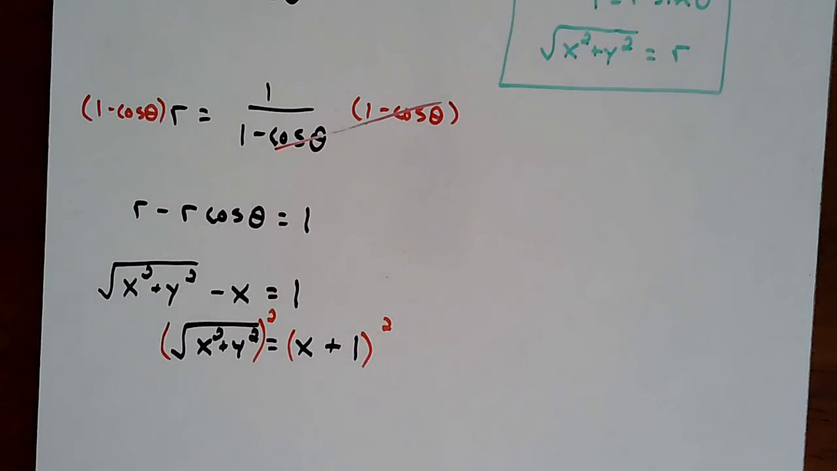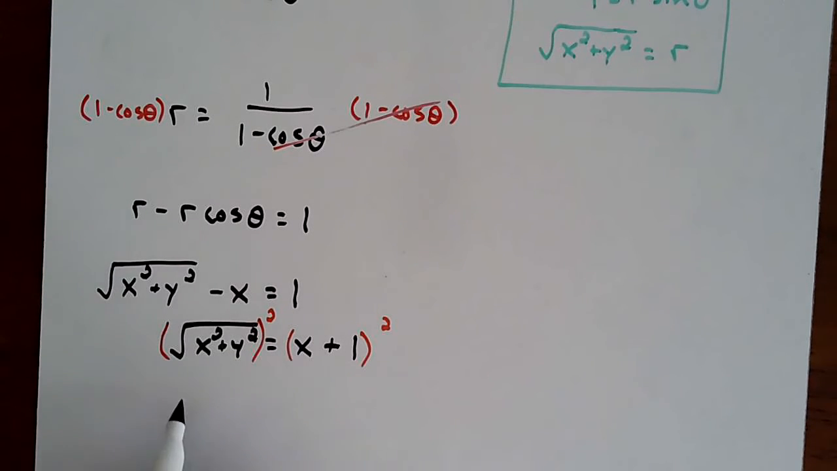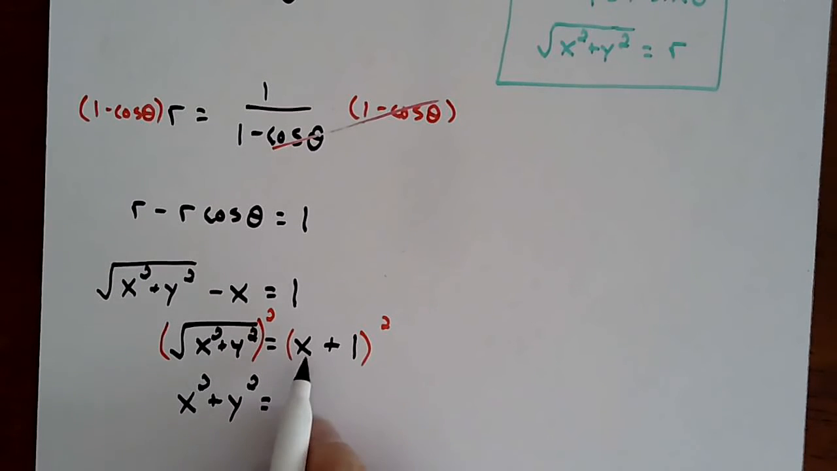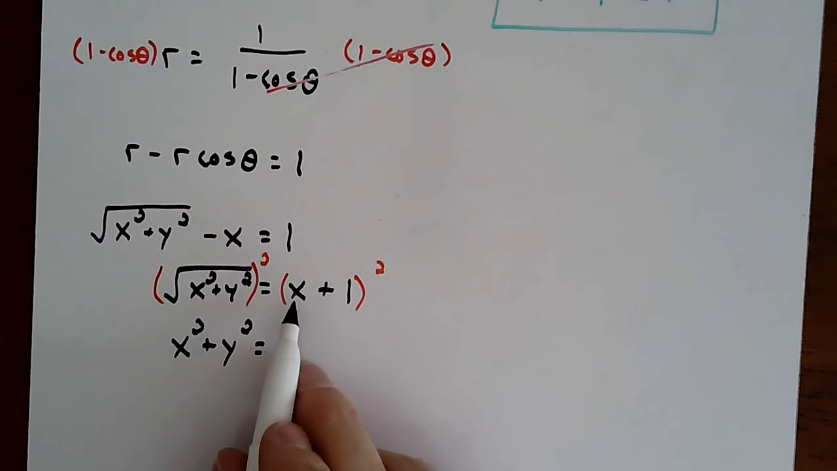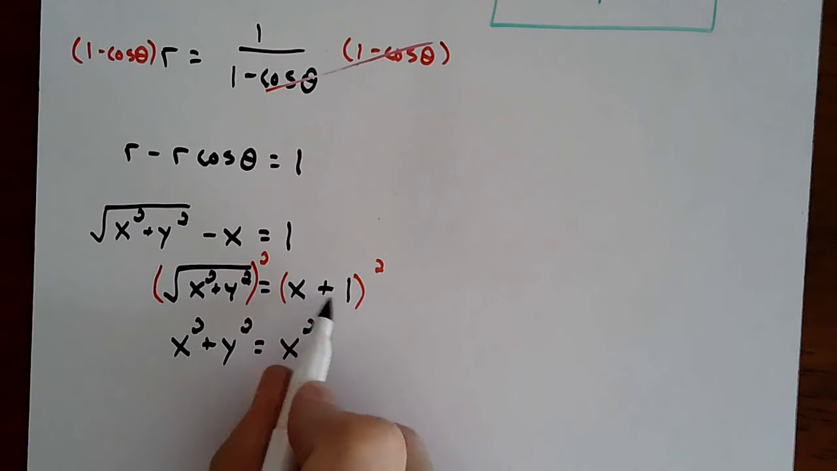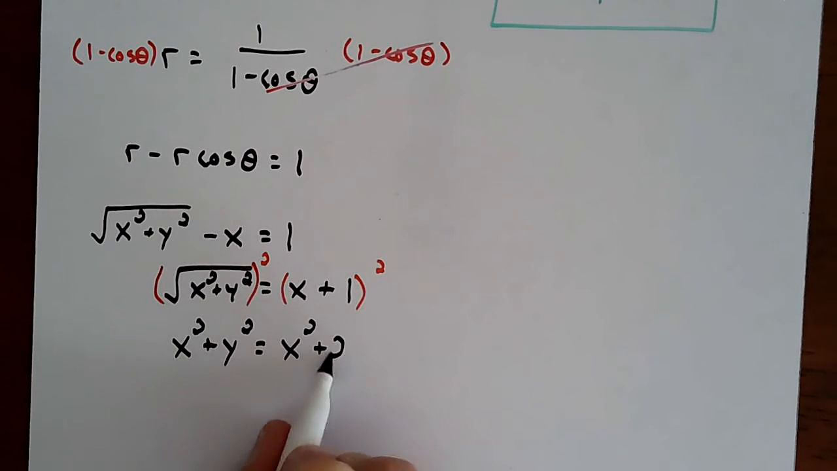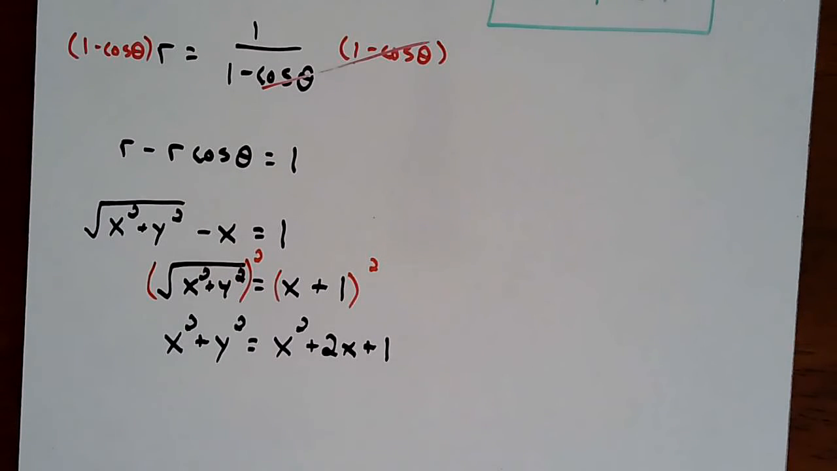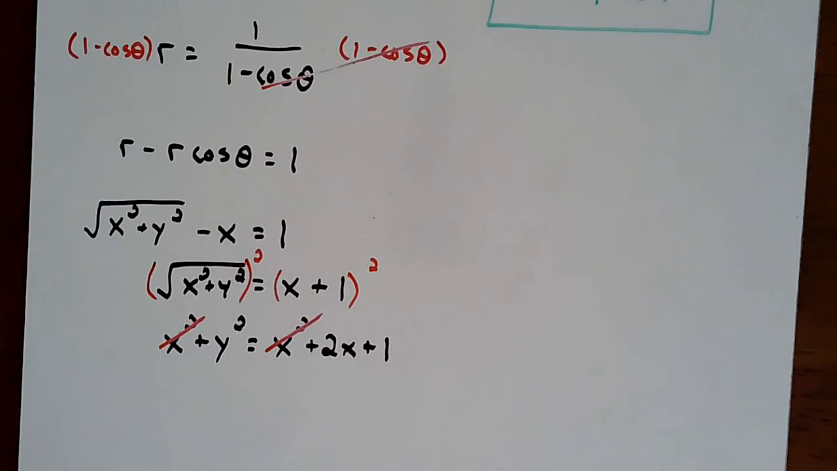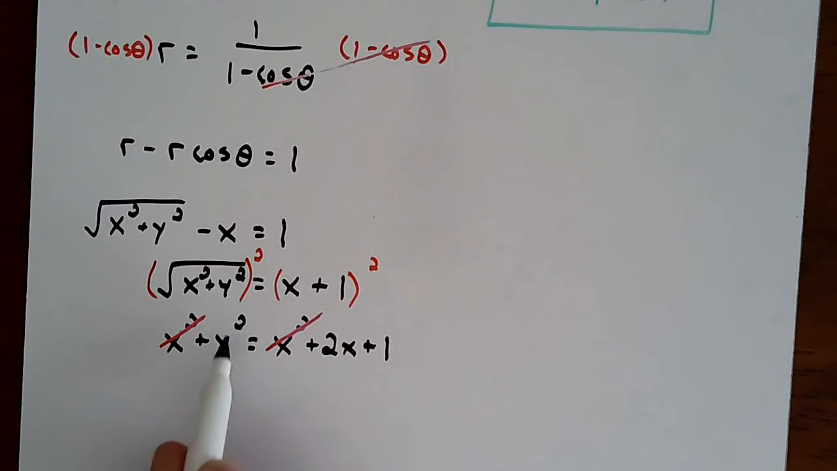Square both sides. So if I square this, the square root goes away, and I get x squared plus y squared. And then on the right-hand side, I'd distribute this out, I'd FOIL it out. If I FOIL that out, I'd have x plus 1 times another x plus 1, which would be x squared plus 2x plus 1. So if I combine stuff, I can see that my x squares are going to cancel each other. And I'm going to get a parabola, and it's going to be a sideways parabola because of the y that's being squared. So it's a conic.